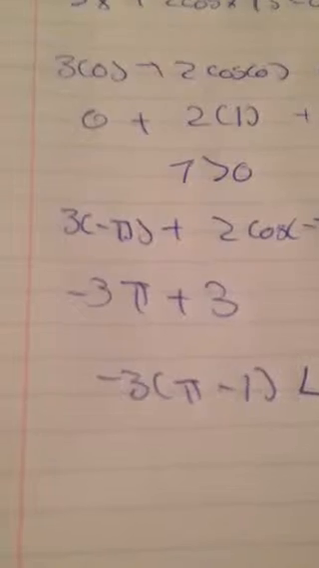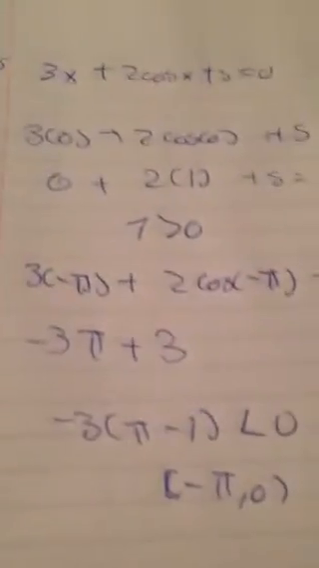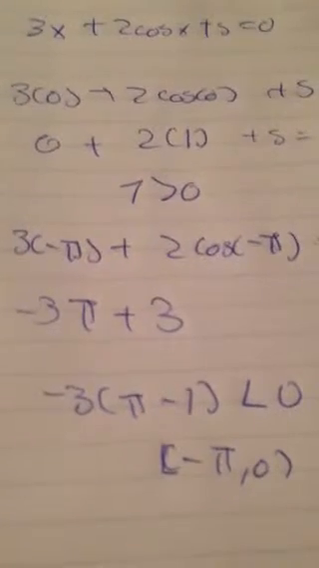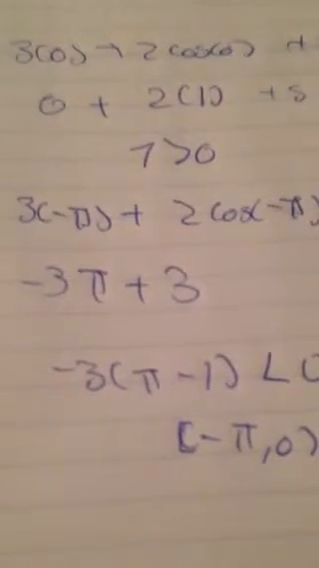And since f is continuous on all real numbers, hence, in this case, we got the interval of negative pi to 0, we know that this assures us there's at least one 0 on this interval.